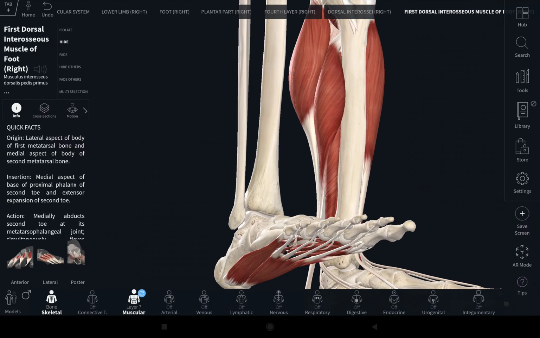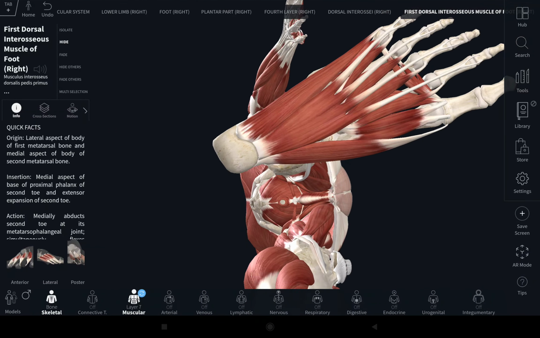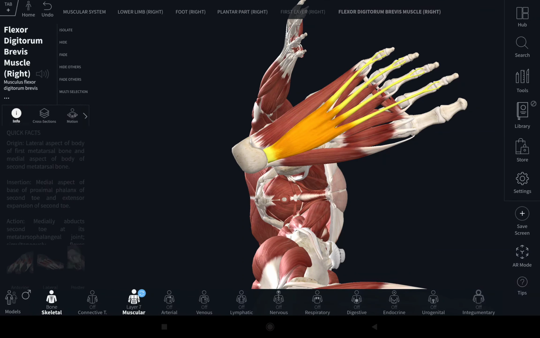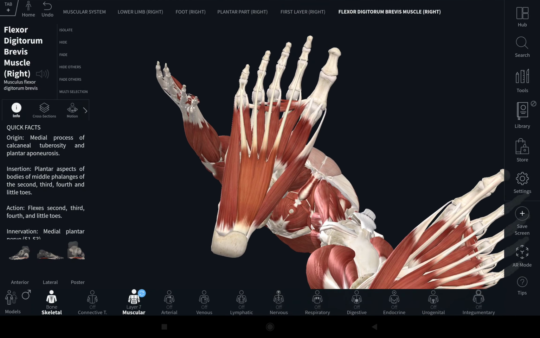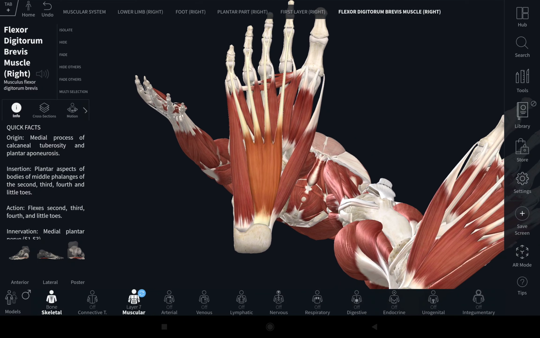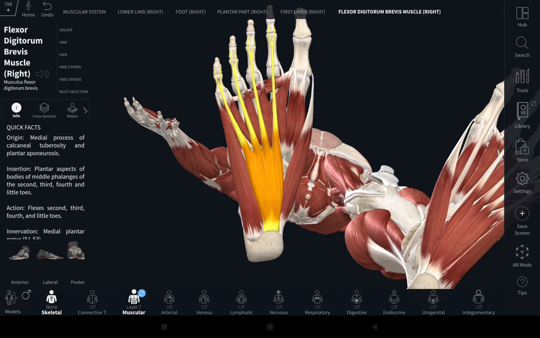then the muscles of the sole have been exposed. There is a large muscle in your sole called the flexor digitorum brevis muscle. Look carefully. This is the flexor digitorum brevis muscle. We remove the flexor digitorum brevis muscle.